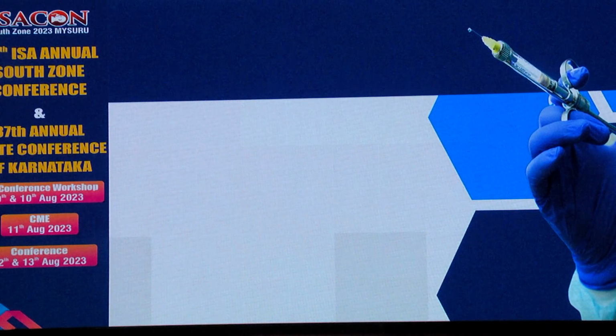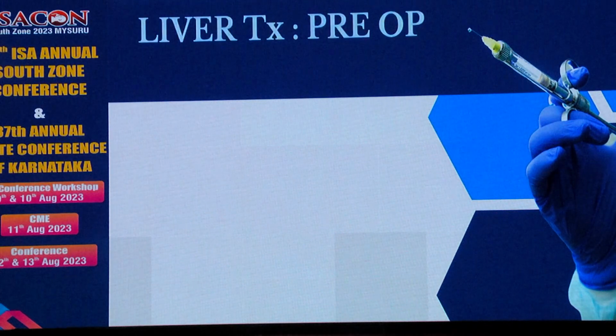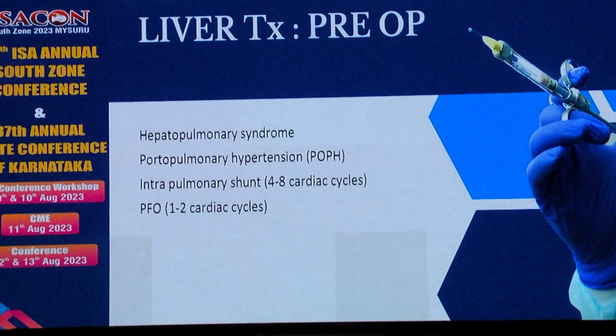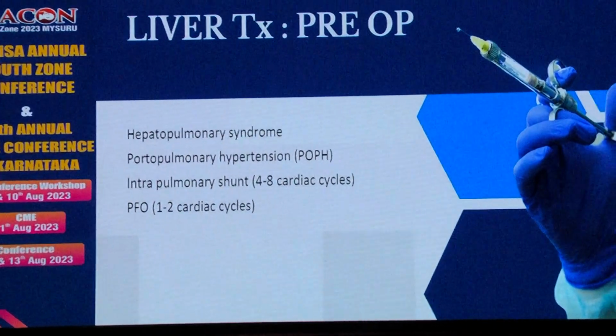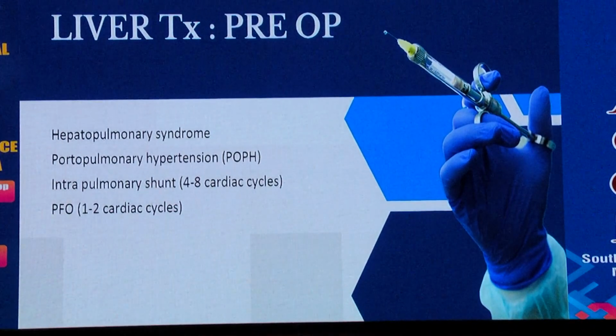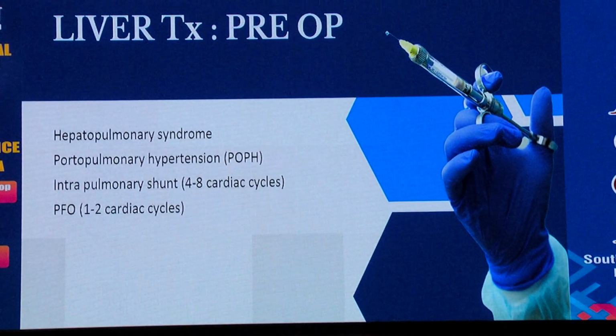So at that time you actually have no clue what's happening inside the heart. So preoperatively, it's so important to assess for hepatopulmonary syndrome and portopulmonary syndrome. Portopulmonary syndrome is very, very dangerous, with high mortality rates. Also intrapulmonary shunts, I'll show you how you calculate, and the presence of PFO.